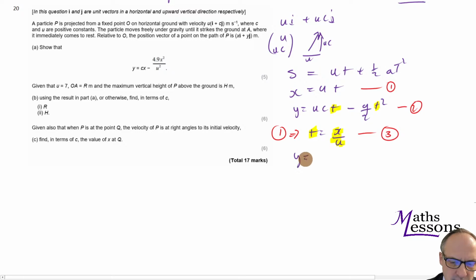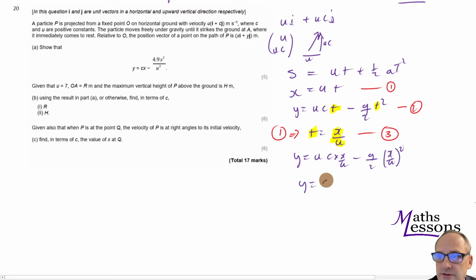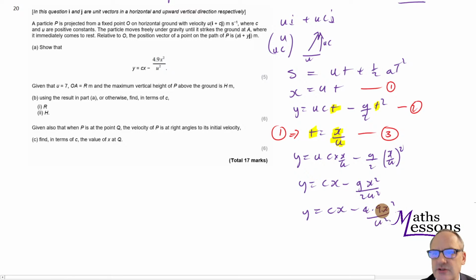Everywhere there's a t, I'm going to replace it with x over u. So we have y equals uc times x over u, minus g over 2 times x over u squared, because t is equal to x over u. Therefore y will equal, the u's cancel, so I've got cx minus gx squared over 2u squared. They want a 4.9, and g is 9.8, divided by 2 gives me 4.9. So y equals cx minus 4.9x squared over u squared. We can use this answer to part A to do part B.